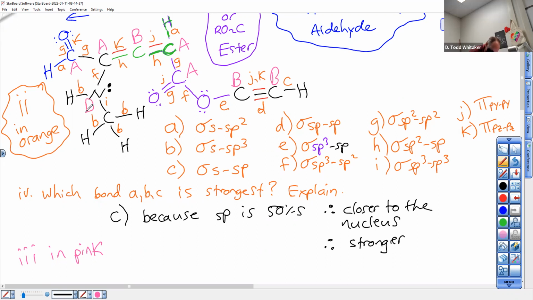Do we have an sp3 carbon yet? Don't think so. E. Any more sp3 carbons? No. We got a bent oxygen. Oops, he gave away an answer. And I think it's all the central atoms, right? A, B, C, D, E, F.